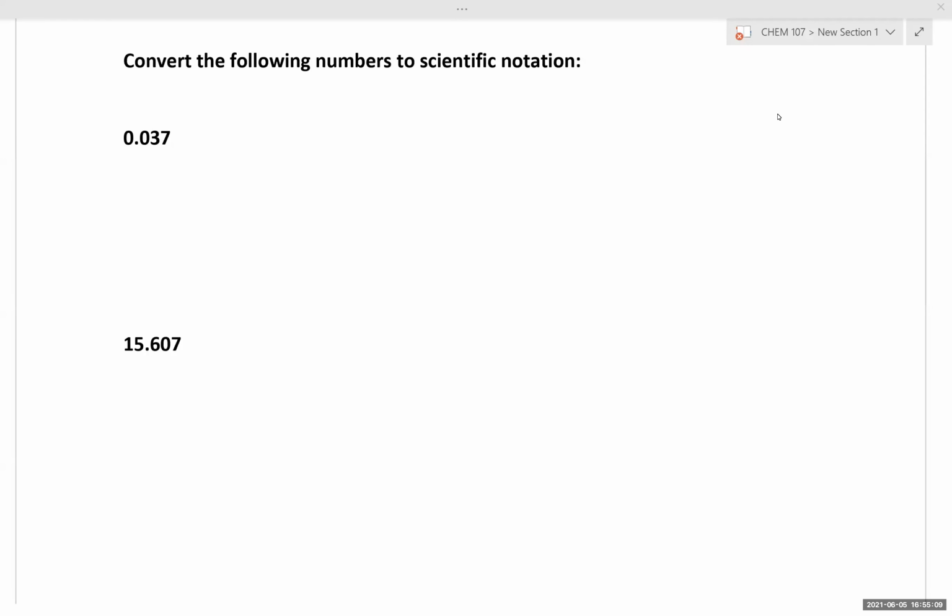Okay, so it's great to see everyone submitting their proposed responses. So let's take a look at these two problems. So we're asked to convert the following numbers to scientific notation.